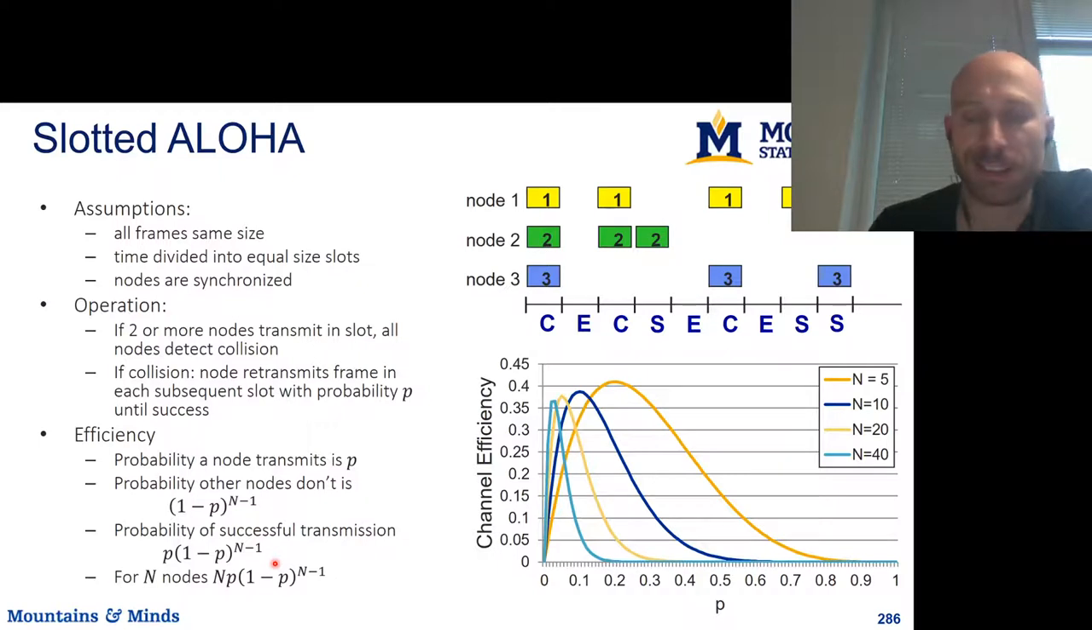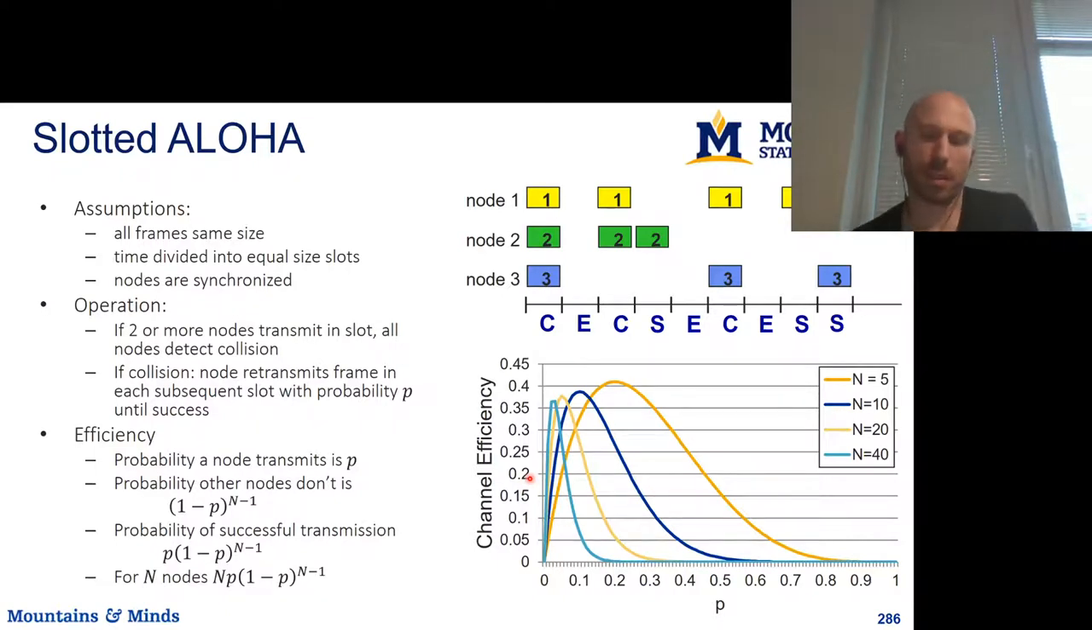Now, we can graph this for different sizes of the network and for different values of p. So we can configure this network with some number of nodes and a probability p, the probability of transmission in any time slot. Okay? And you can see that as we have fewer nodes, the efficiency of this network increases, meaning that more slots are successes, and if we have more nodes, then the probability of transmission has to be smaller to reach the maximum efficiency for a network of a given size.